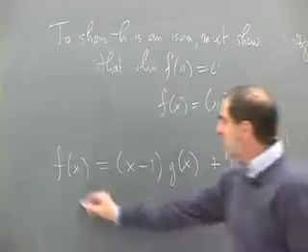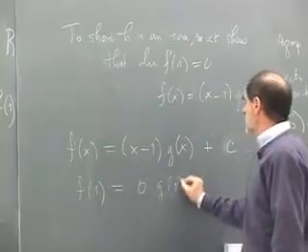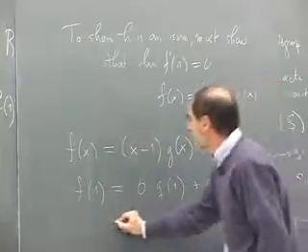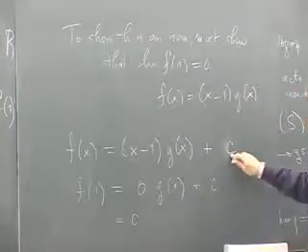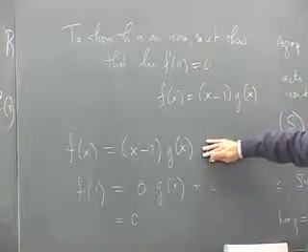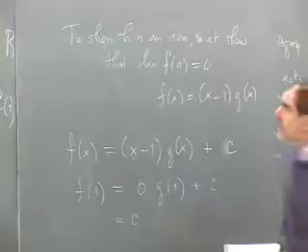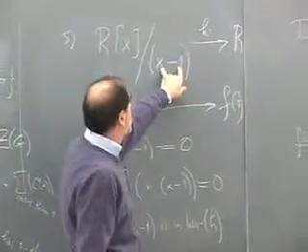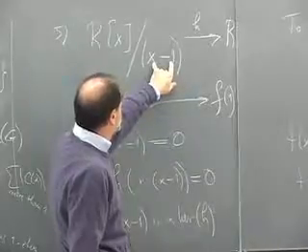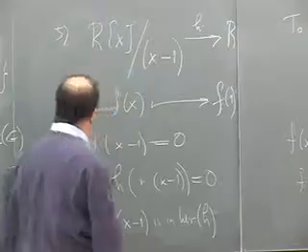And then we find that f of 1 is equal to 0 times g of 1 plus c, which means that the value of f of 1 is c. So if f of 1 is equal to 0, this c is equal to 0, which means that f of x is divisible by x minus 1. So to prove that the kernel of this map is precisely the polynomials generated by x minus 1, multiples of x minus 1, you have to show that this Euclidean algorithm argument works.